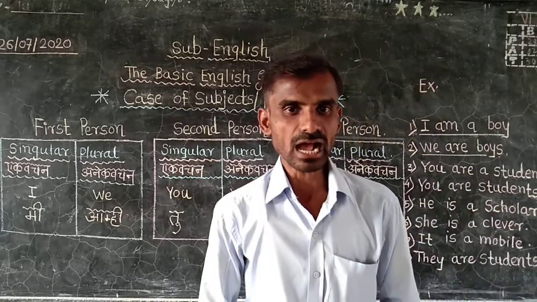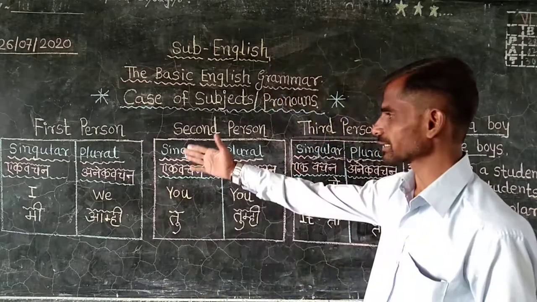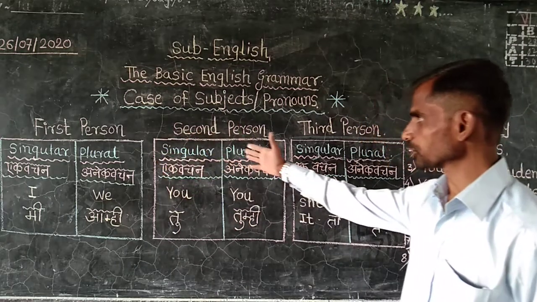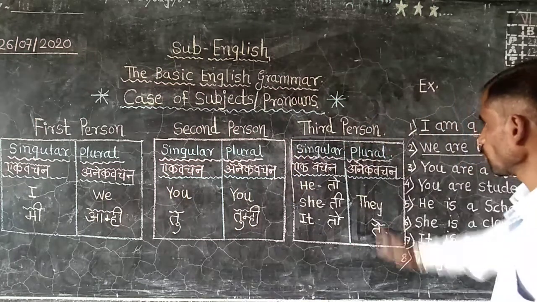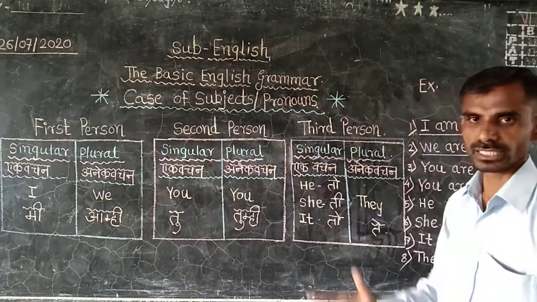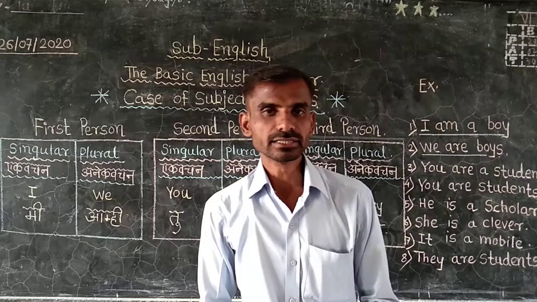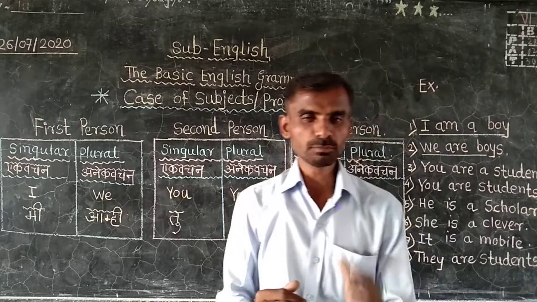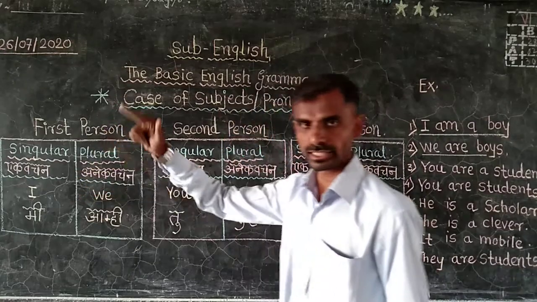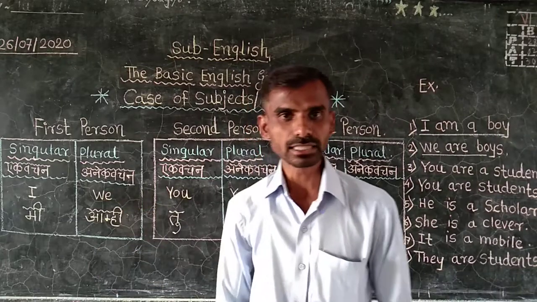Now subjects are categorized in three different columns. First is the subject of first person, second is the subject of second person, and third is the subject of third person. Now each of the three categories is divided into two different columns. The first is singular, which is ekvachan in Marathi, and the second is plural, which is anekvachan in Marathi.